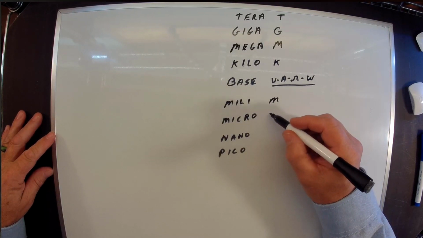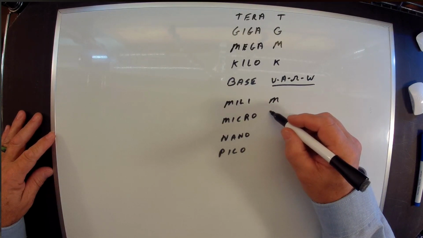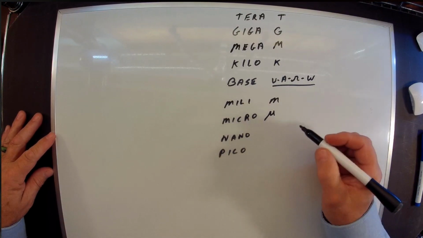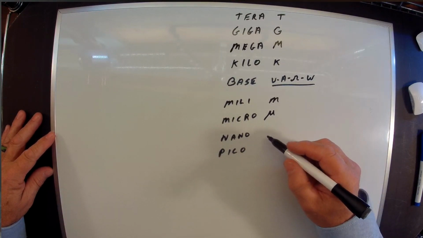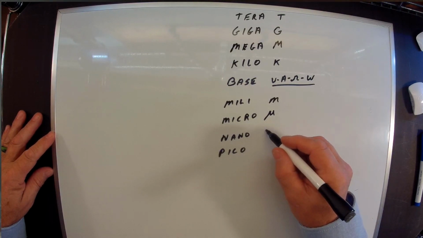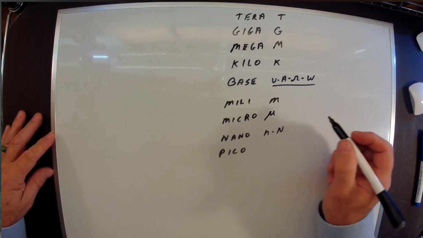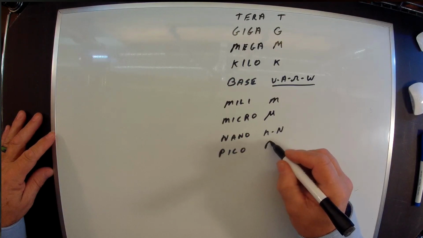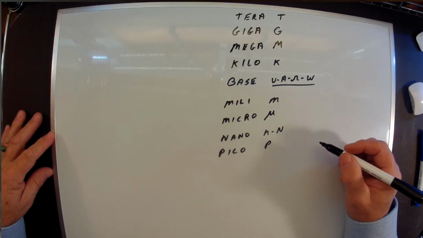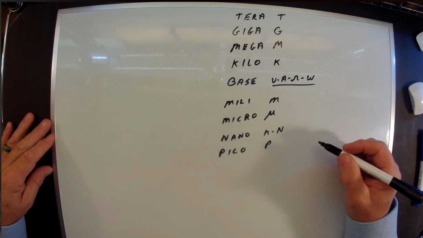And then milli is the usually small m. That's how I usually write it. The micro is actually something like this, a mu, and then a nano is a little n. And the pico is a little p. All right, so that's the prefixes that we're going to use.